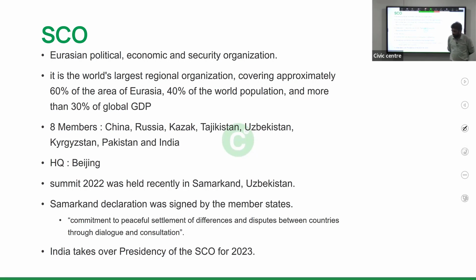How many members are there? Eight members. Now you see the Central Asian countries, the 'stan' countries. Open your atlas, Central Asian nations: Kazakhstan, Tajikistan, Kyrgyzstan, Uzbekistan, Turkmenistan.